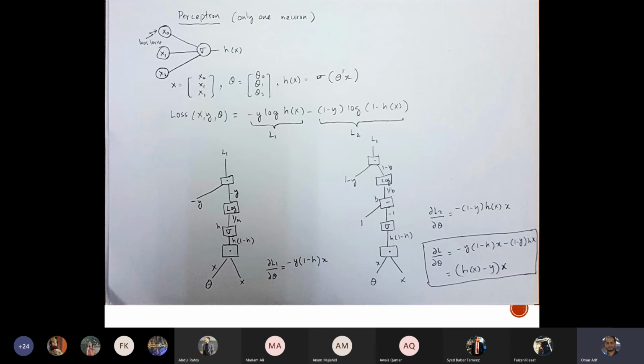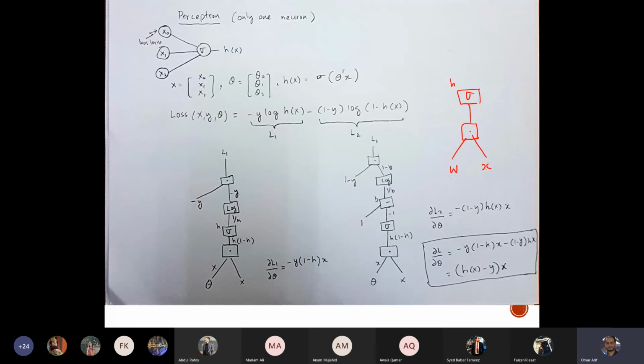Let me actually do that here again, just to make things easier. So this is W, this is X, you multiply them together and then apply the sigmoid. This defines your H, your output.